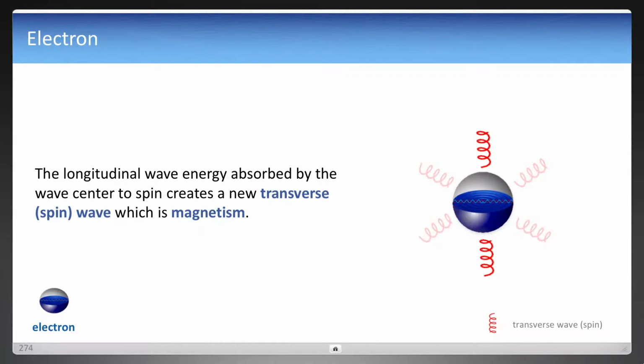Now the electron is going to get smaller as I progress here, so it's just given a different icon now that you see there, but that's the electron.